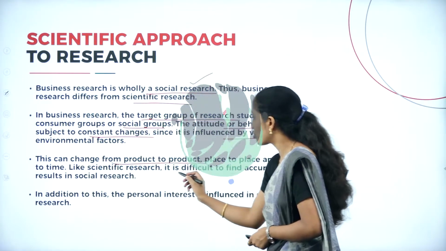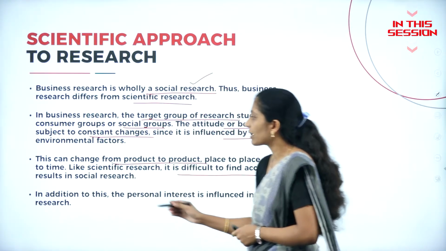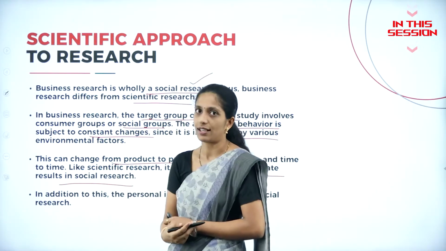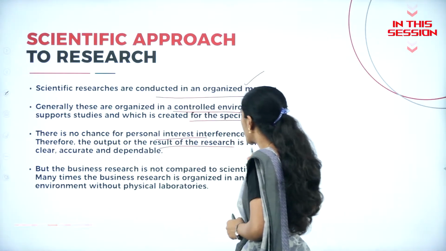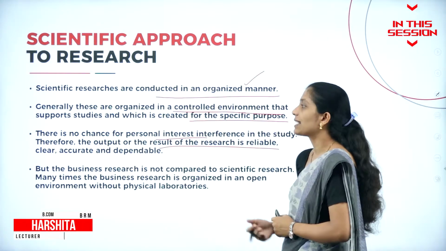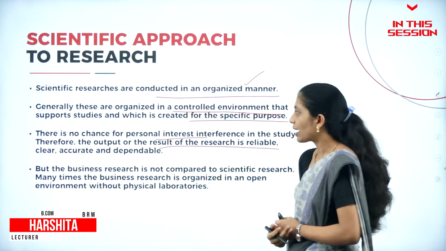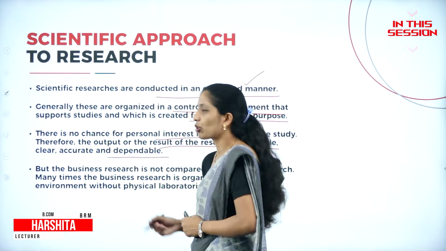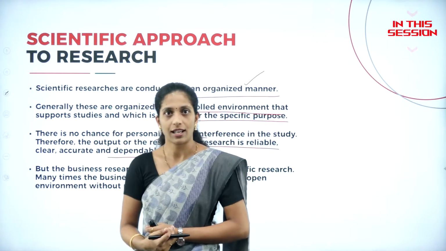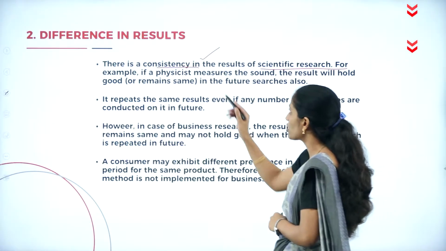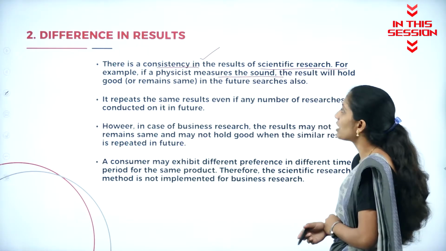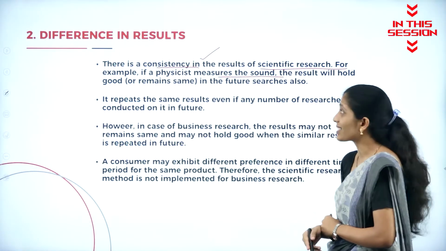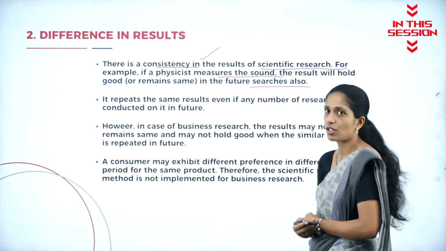Like scientific research, it is difficult to find accurate results in social research. Therefore, the output of the research is reliable, clear as well as accurate, and it is also dependable in nature. For example, if a physicist measures the sound, the result will hold good or remain the same for future researchers also.